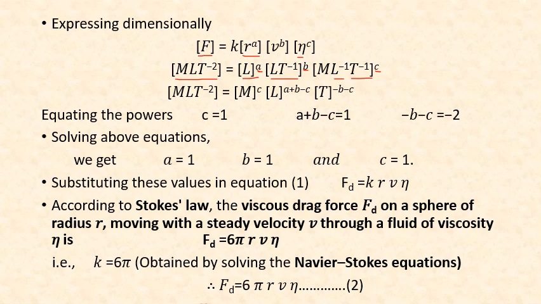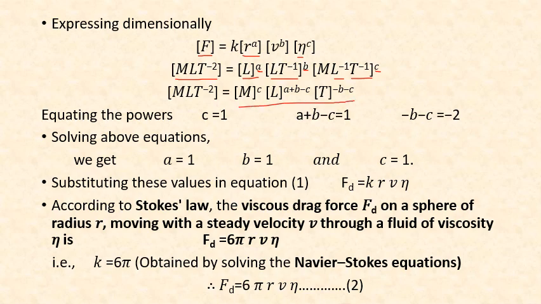Now we know that the powers can be multiplied inside. So this becomes L to the power a, L to the power b, T to the power minus b. This M to the power c, L to the power minus c, T to the power minus c. Now adding the terms whose bases are the same, we get M to the power c, as only one is there. Then for L we have L to the power a, L to the power b and L to the power minus c. Therefore this becomes L to the power a plus b minus c. And for the time dimension, T to the power minus b, T to the power minus c. So this becomes T to the power minus b minus c.